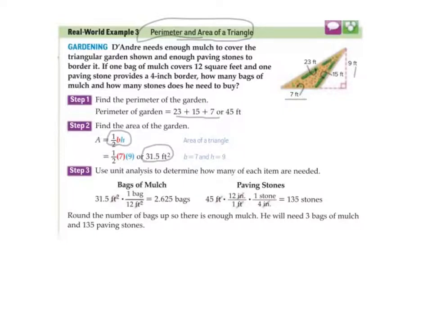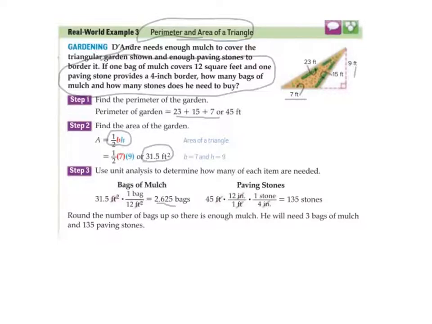But the question is asking you that if you've got a bag of mulch, it covers 12 square feet, and your paving stones provide a 4-inch border, so how much would you need of each? Well, one bag, just put it as a fraction, so 1 over 12 feet, cross multiply, you finish up with 2.625 bags, or 2 and 5/8 of a bag.